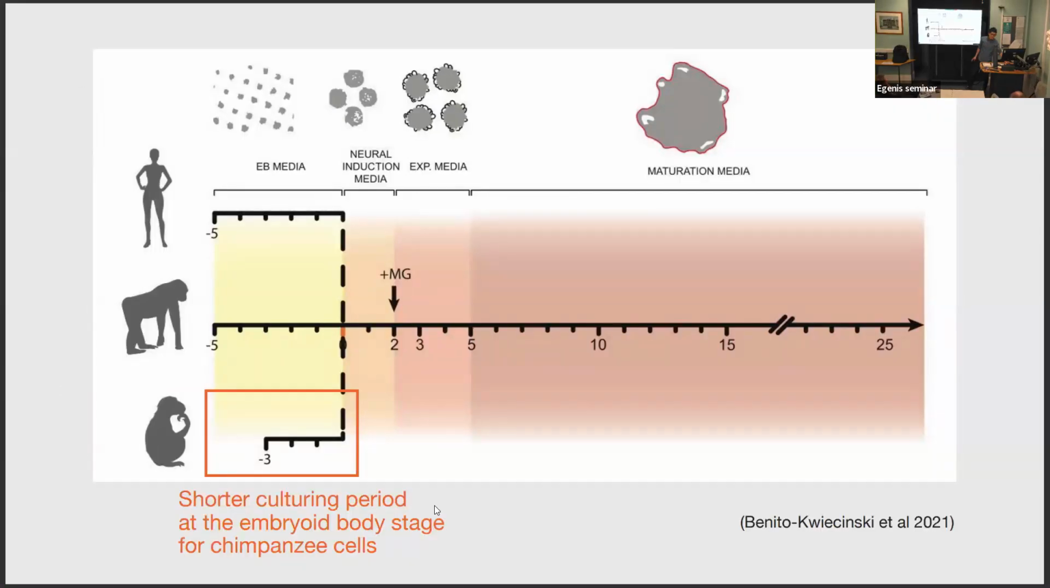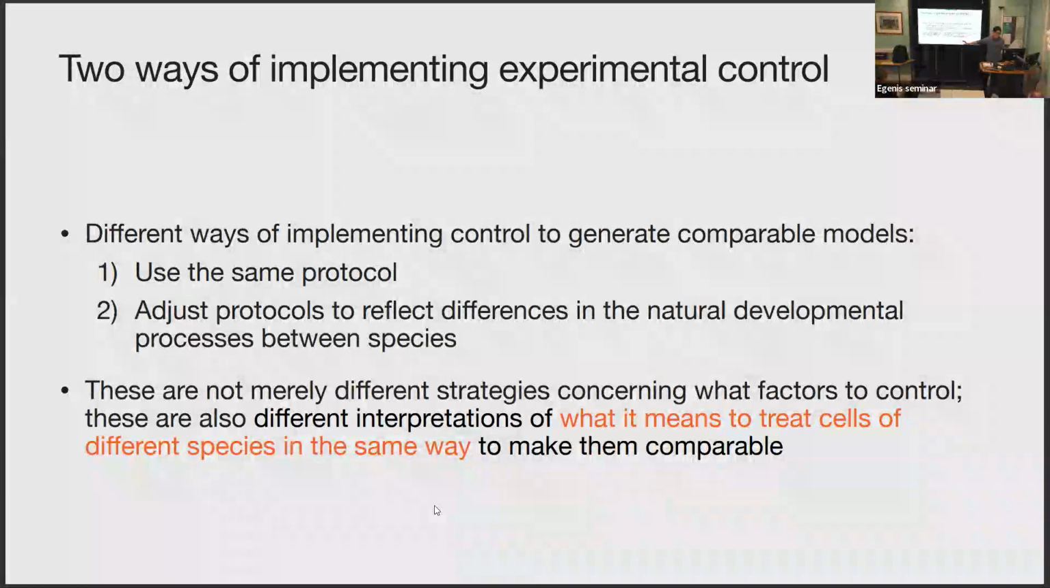Now, this specific case is basically practical, coming from a practical limitation, but it also suggests an interesting idea about experimental control, I think. There are different ways of implementing control to generate comparable models. One is to use the same protocol. This is the widely shared idea. Everybody thinks of control experiments as using the same material setup.